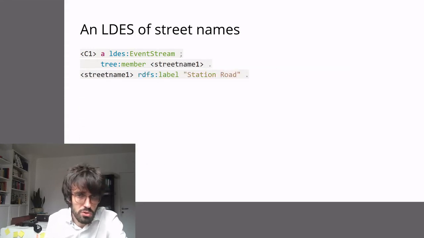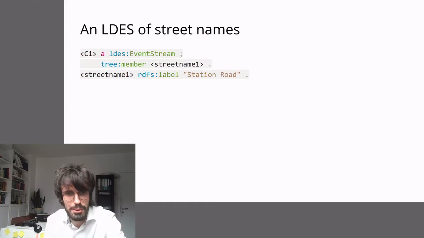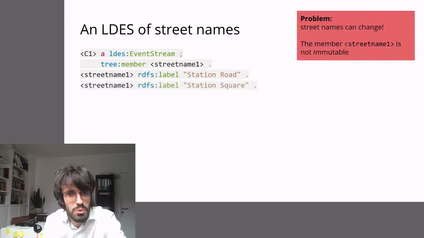Now, for street names, this becomes a little bit more complex. For example, you could say I have a collection of street names, and street name 1 is Station Road. But what if at some point Station Road changes and it becomes Station Square? Then you cannot just add this triple to the collection, because it collides. In RDF semantics, it would say that street name 1 has 2 labels, Station Road and Station Square. That's a problem.